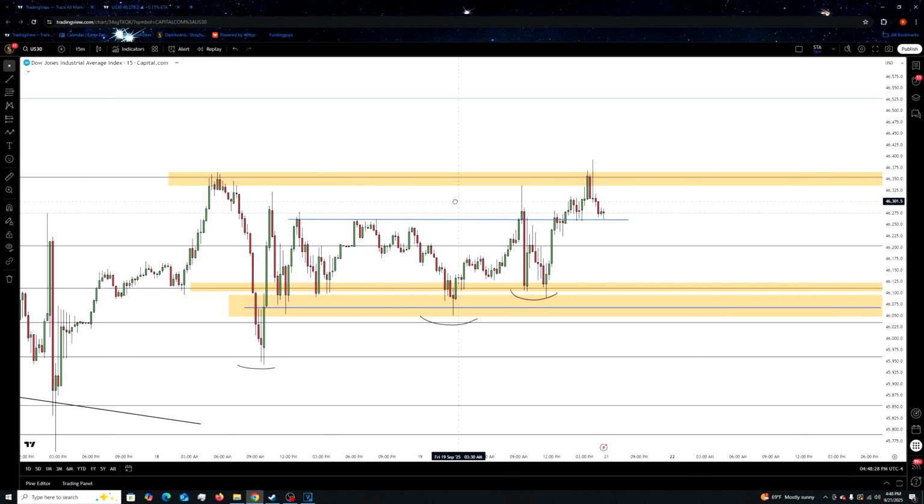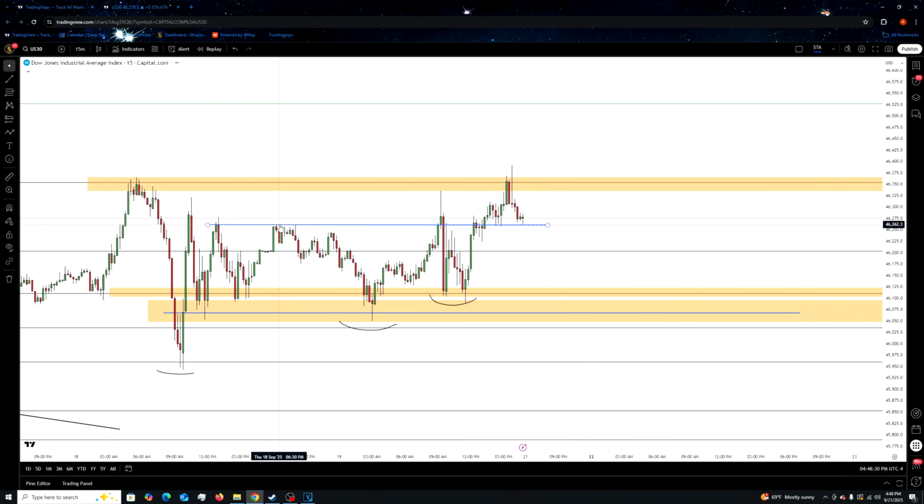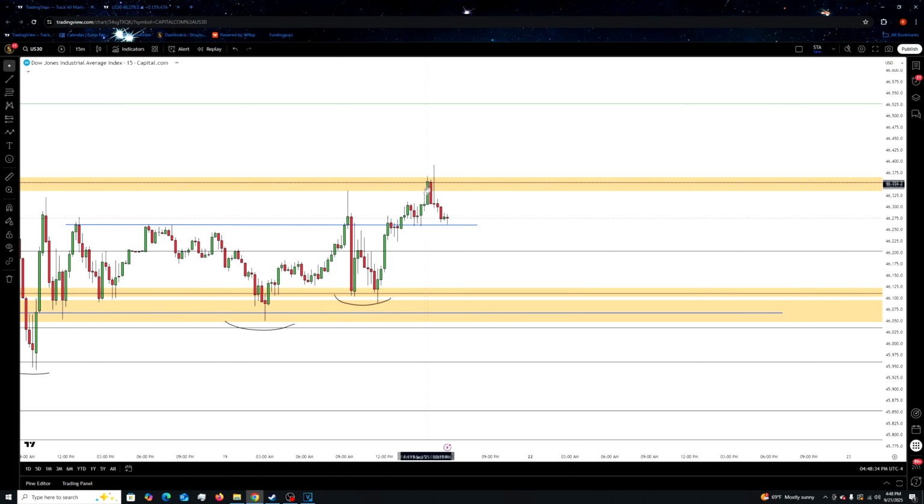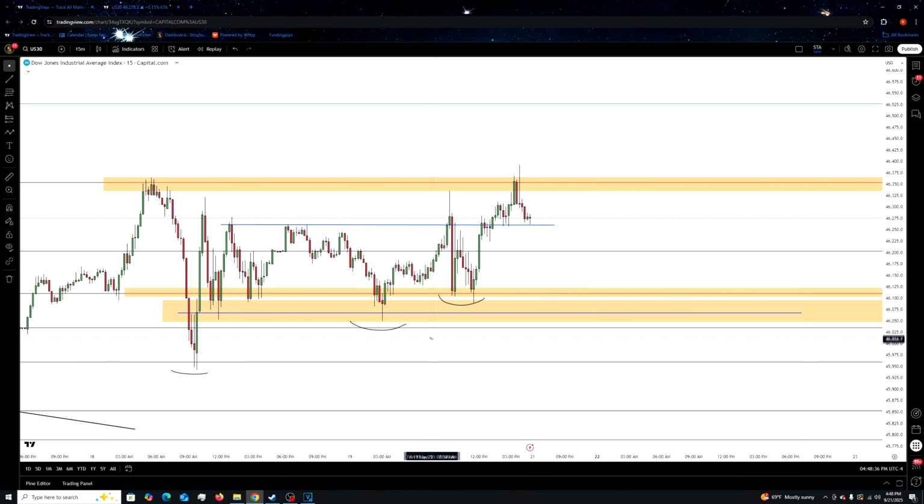So M15, we see that price broke this area of resistance here. And now that it's trading above this area of resistance while also creating these mini higher low points back to back, I have more confirmations that price has a high chance of pushing up even higher. So we just got to wait and see.